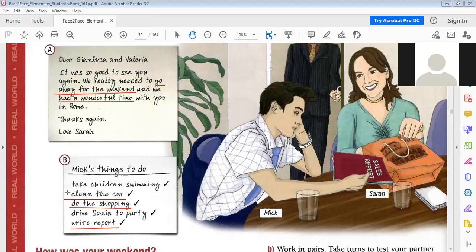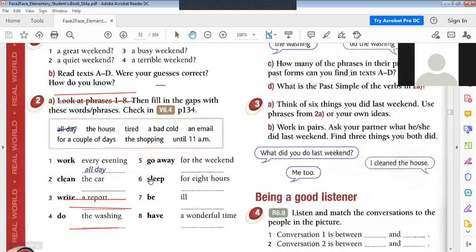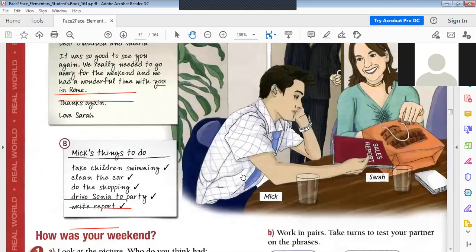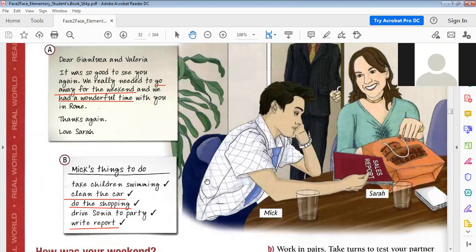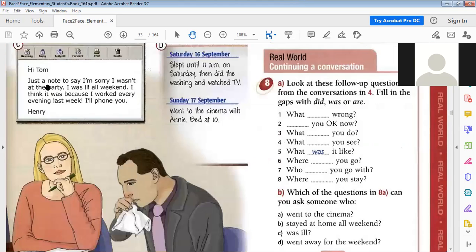Take children swimming. I don't think we have it. No, we don't have it this time. There's no take. So we don't have take. All right, very nice. Let's see the other 2 texts. What about here?